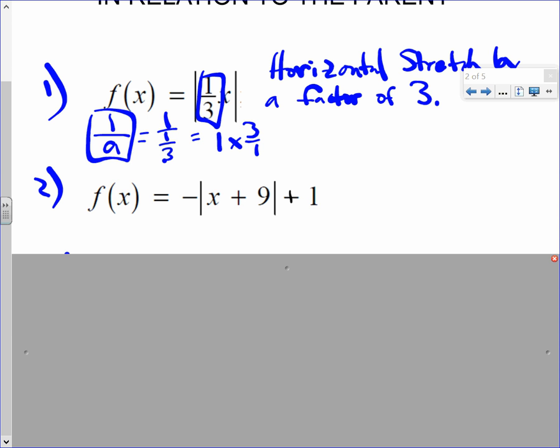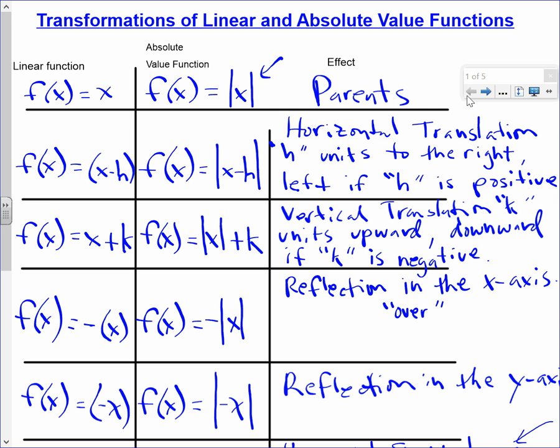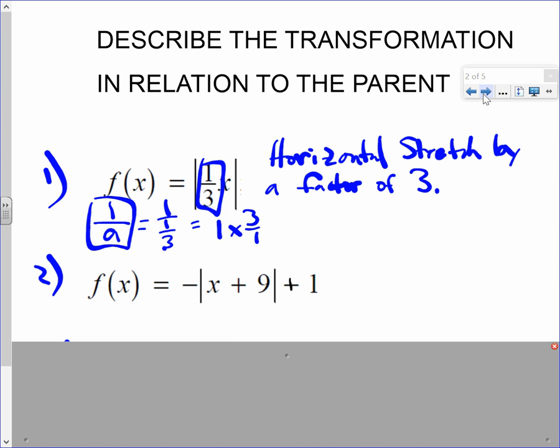All right. How does this compare to the parent? Here's a parent again. There's a parent. We have a negative symbol. We have a 9 being added to the x, and we have a 1 being added to the whole thing outside the parentheses. There's a lot of stuff going on. In other words, there's 3 things going on: a negative, the 9, and the 1, so this transformation is going to have 3 things going on.